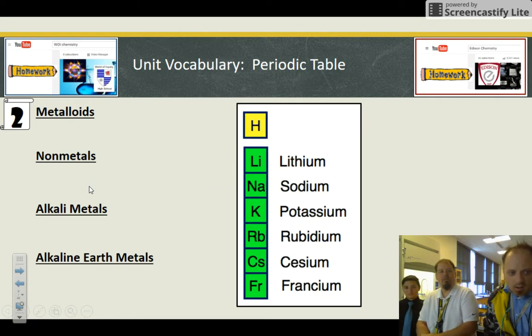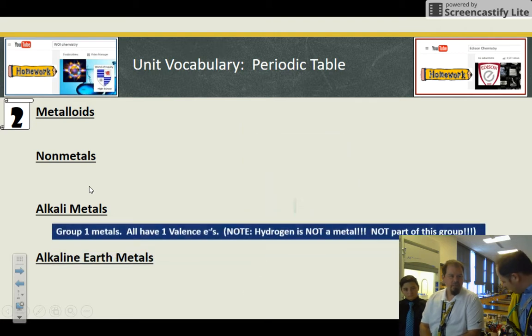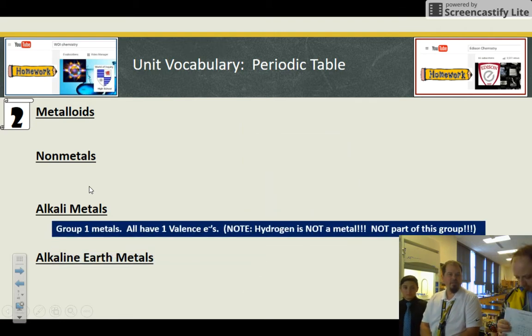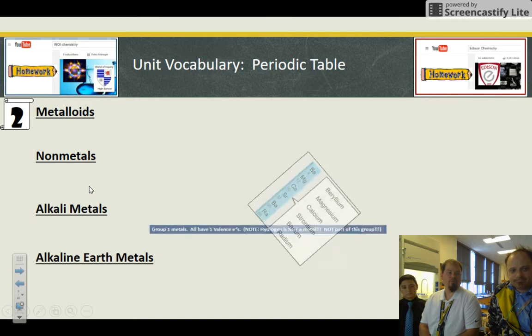So alkali metals. This is going to be group 1 metals. As you see, there's a list of them. They all have 1 valence electron. Note: hydrogen is not a metal, technically not part of this group, although it is group 1.